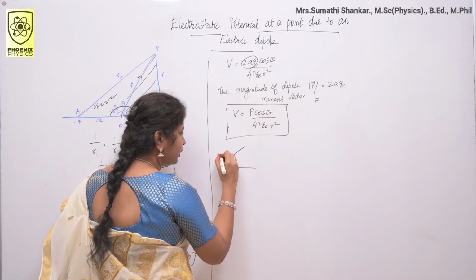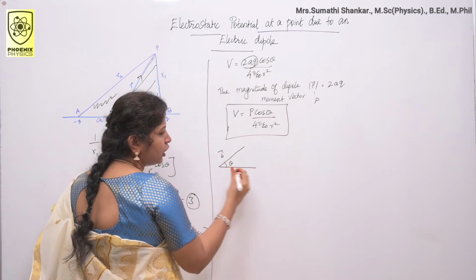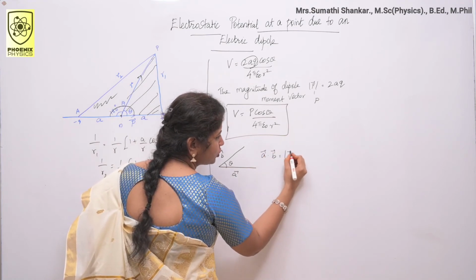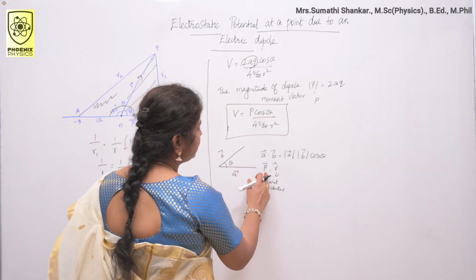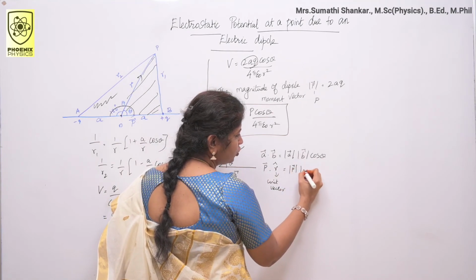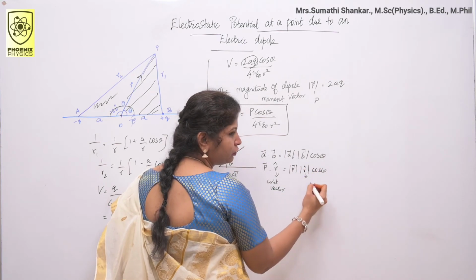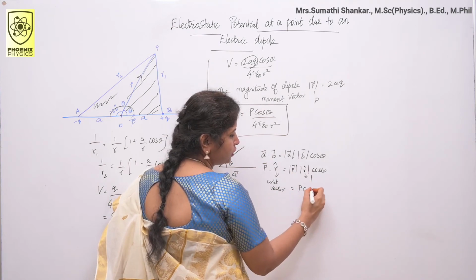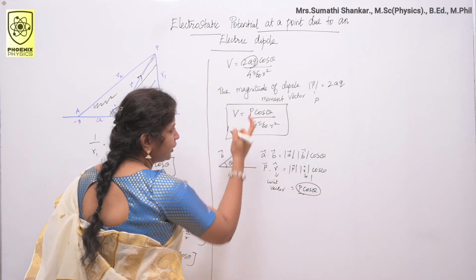This is my a vector and this is my b vector. Both the vectors make angle theta here. Then how do you write a dot b? a dot b can be written as modulus of a, modulus of b, cos theta. So p vector dot r cap can be written as modulus of p vector, modulus of r cap, cos theta. So r cap is nothing but a unit vector. So simply you can write mod p as simply p cos theta. So instead of p cos theta you can write p dot r. Here I have p cos theta.